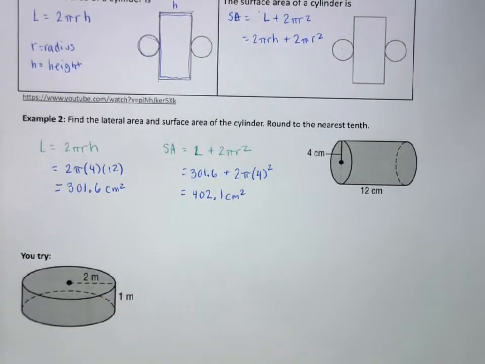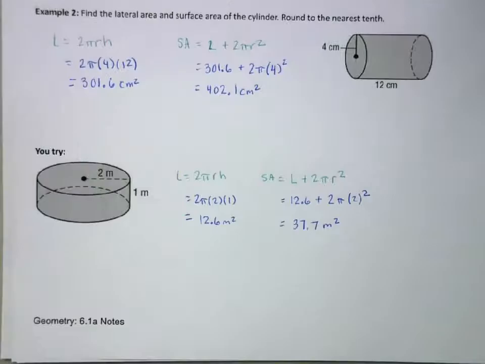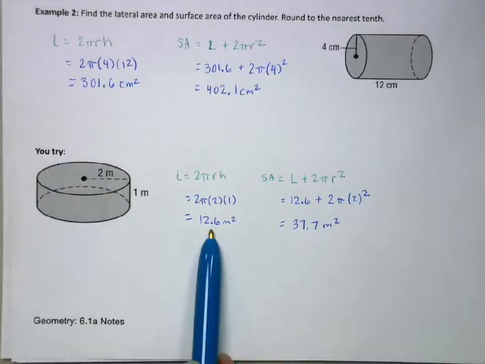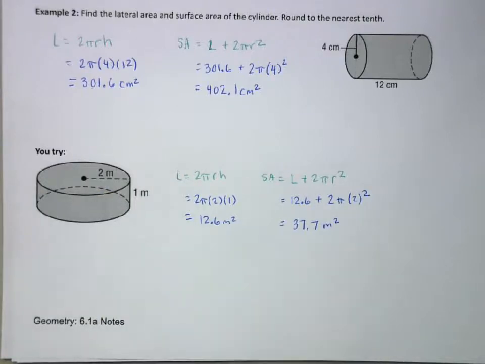So now it's your turn to attempt this one. Pause the video and see if you can get the right answer. So we plug in 2 for the radius, 1 for the height. We get 12.6 for the lateral area and 37.7 for the surface area. So that is the surface area of prisms and cylinders.